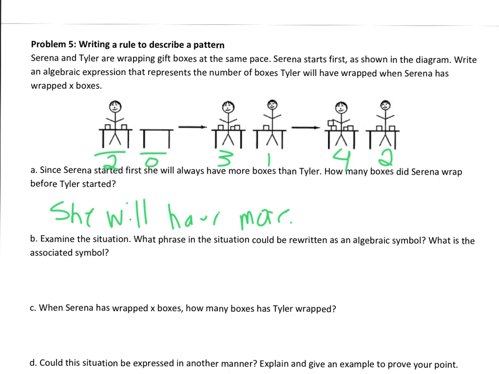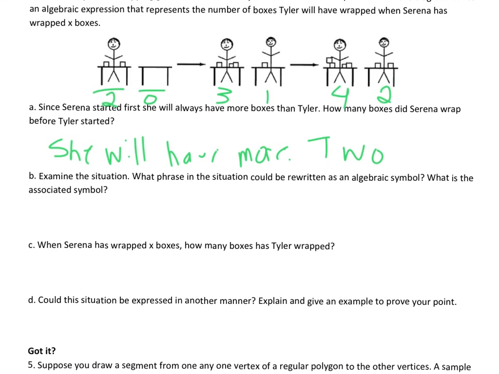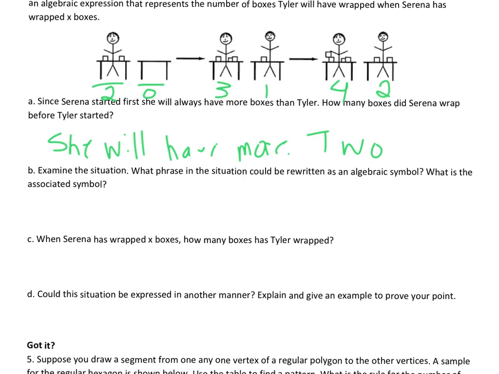And how many boxes did she wrap before he started? She wrapped, looks like 2 before he started. All right? So this could be they're working at a job and he got there late. Could be really anything. So examining the situation, what phrase in the situation could be rewritten as an algebraic symbol? What is the associated symbol?